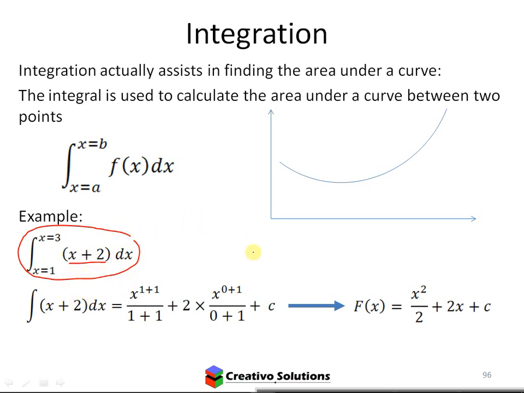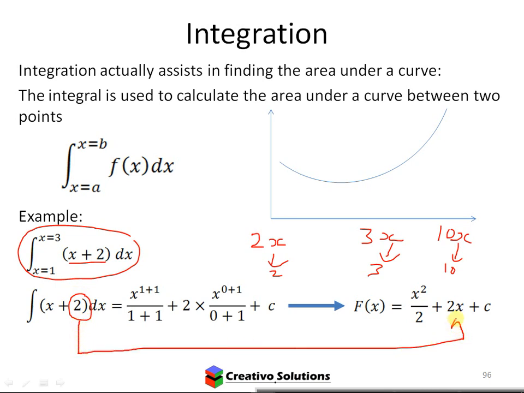Just a tip. When you have 2x, when you have 3x, when you have 10x, if I had to find the derivative of each of them, what do I do? I drop the x. Do you agree? If I'm finding the derivative, the derivative of 2x is 2, the derivative of 3x is 3. Do you agree? So with integration, I've got a 2 here. What do I do to get the function? I just add an x. I drop an x when I want the derivative. I add an x when I want the integral, the function.